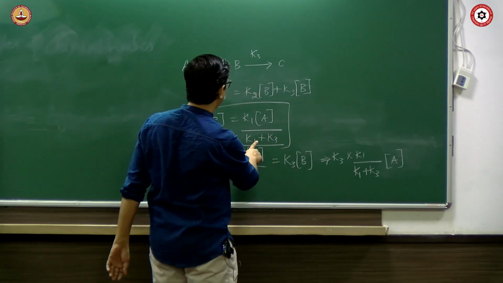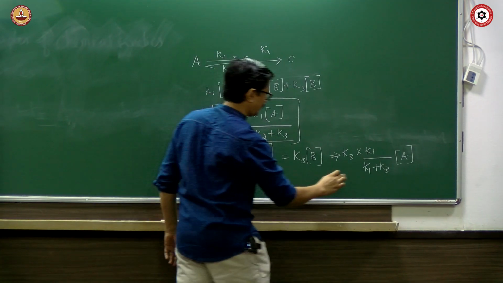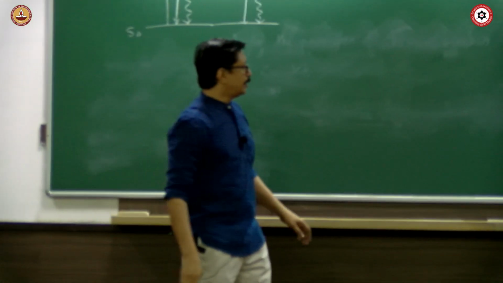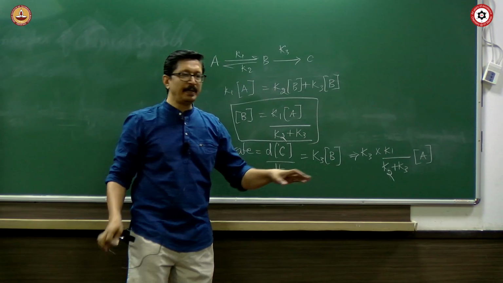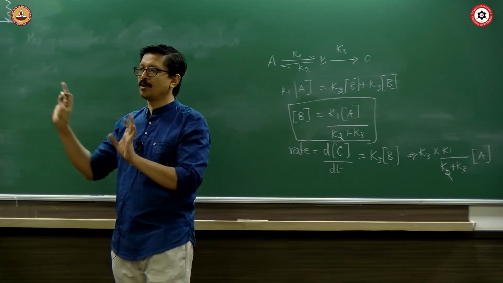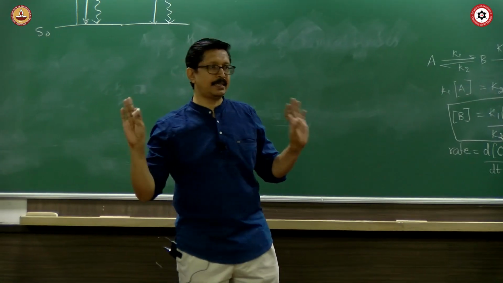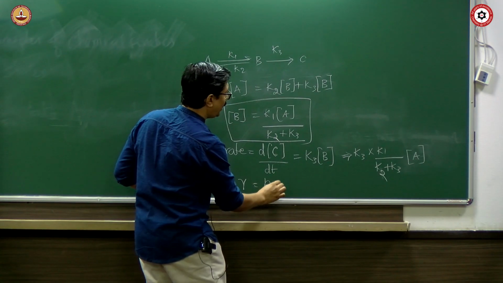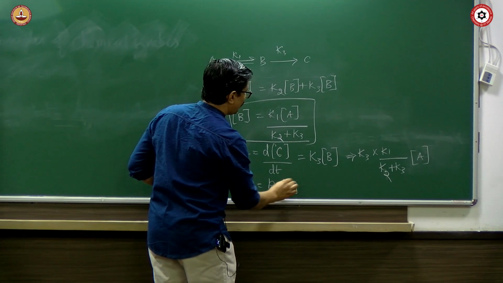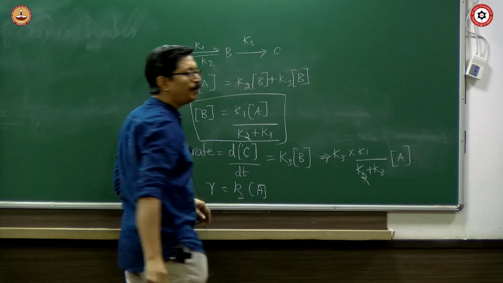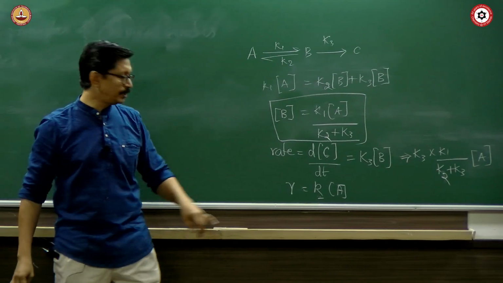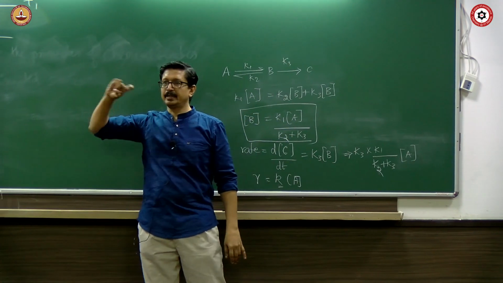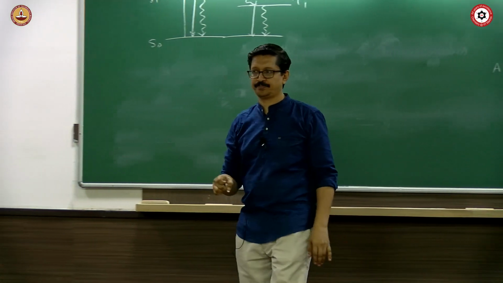Any rate expression will be: rate is equal to some rate constant into concentration. That is the generic rate expression. So here also you can say rate is equal to some k into A. The only thing is that k is k1 k3 by (k2 plus k3). This k is actually a combination of the rate constants of the individual steps.